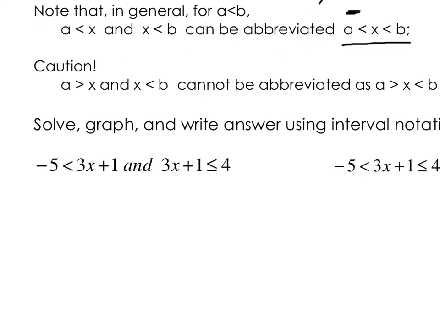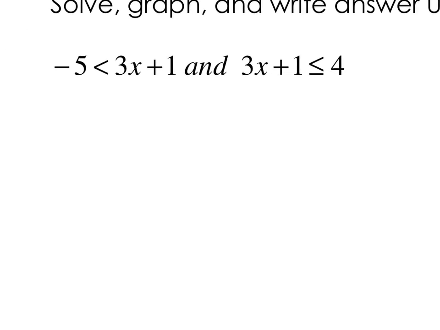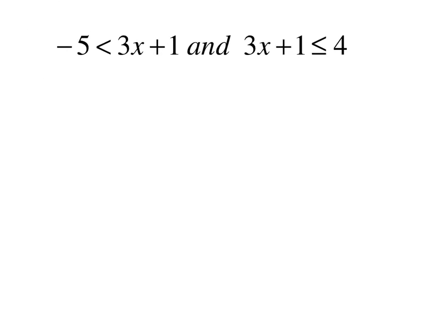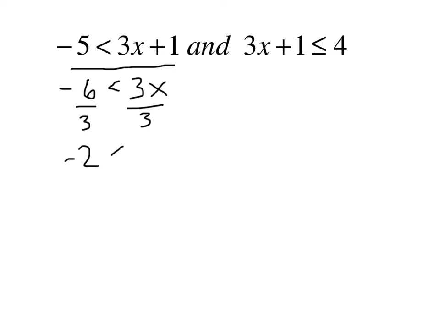So let's solve these compound inequalities. We have an and, that means an intersection. Let's solve our first inequality. We have +1, so we will subtract 1 from both sides. -6 is less than 3x. Divide both sides by 3. -2 is less than x.